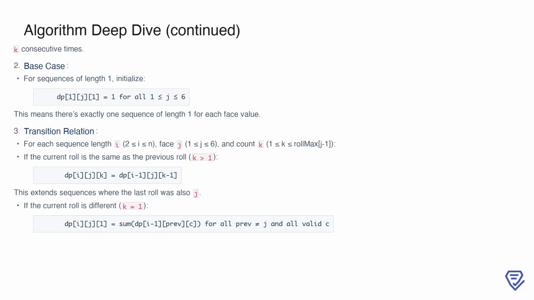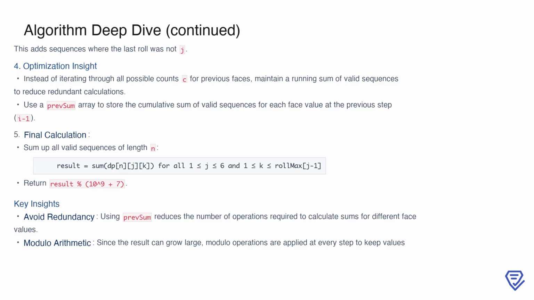If the current roll is different, that is, k equals 1, we calculate dp[i][j][1] by summing all valid sequences from the previous step where the last roll was not j. This summation step adds new sequences where the last roll is different from the current roll. To optimize this process, we avoid recalculating sums repeatedly. Instead, we maintain a running total of valid sequences for each face value at the previous step using a prevsum array. This optimization significantly reduces redundant calculations.